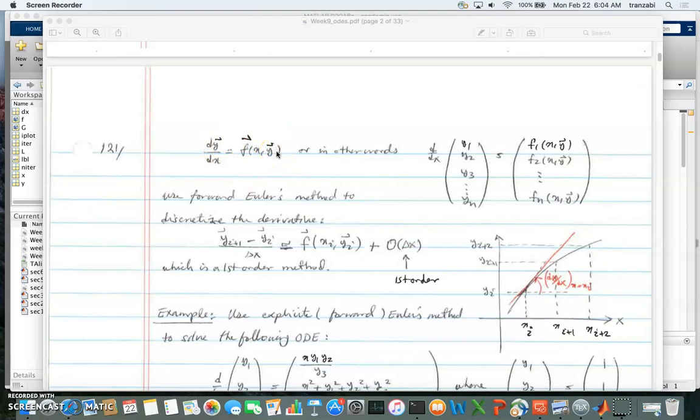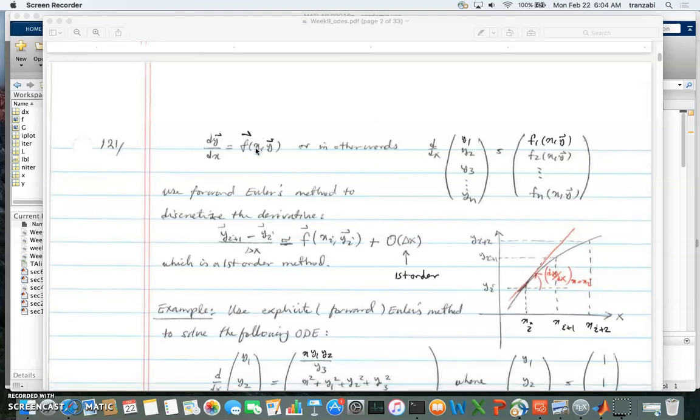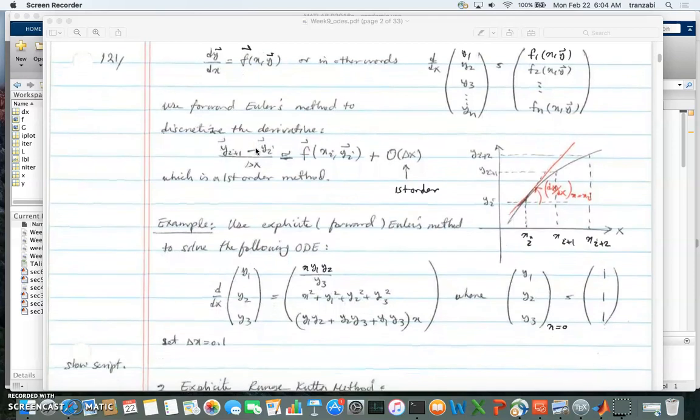Okay, but in terms of the derivative, it's explicit. That means the derivative only shows on the left side and no derivative is on the right side. Okay? Alright, so we're going to approach this problem using forward Euler.